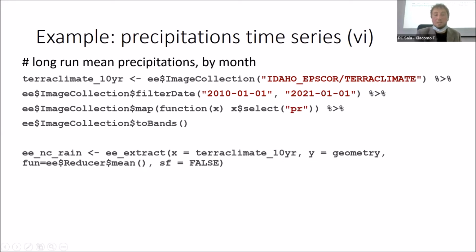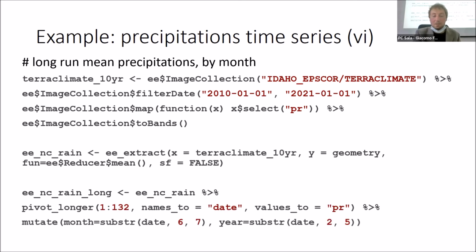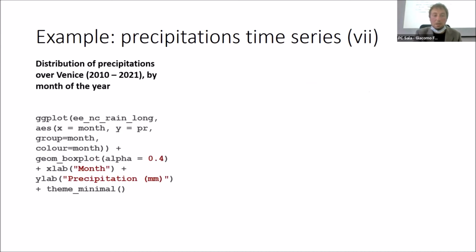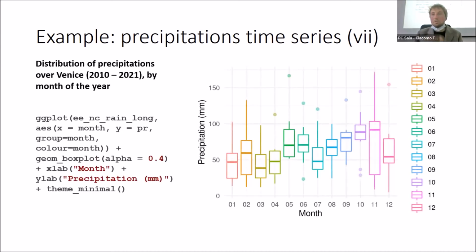We load the data 2010 to 2021, and we do the extract operations. As you can see, it maybe takes a few seconds more than the previous one because it's a bit more data, but it's still quick, still a matter of seconds. And then you can reshape the data again in a very similar way, and then you can use ggplot to plot the distribution of the precipitations over the last 10 years by month over the city of Venice.